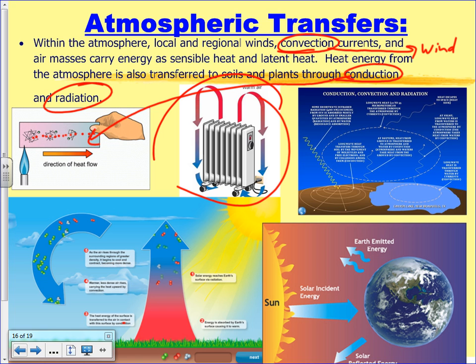Radiation is heat transfer through waves, and that's essentially what our solar energy is. Solar energy gets here through radiation. Not all radiation is bad. Right now, you are being bombarded by radiation.